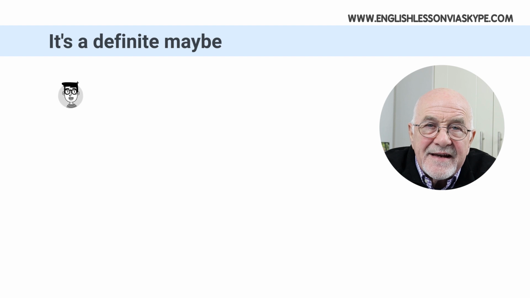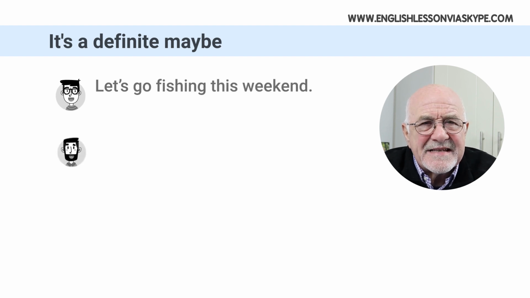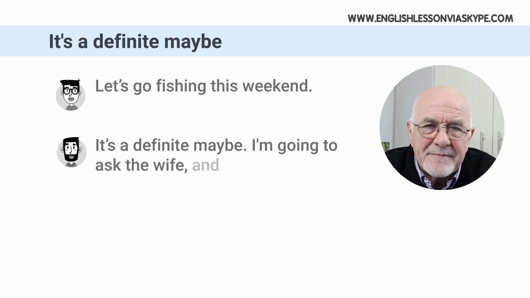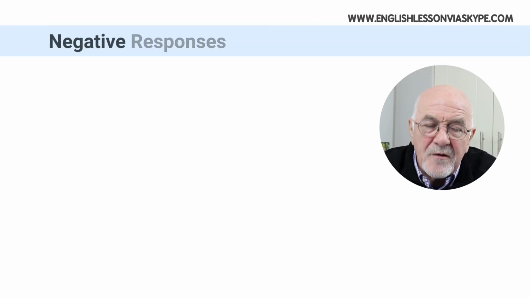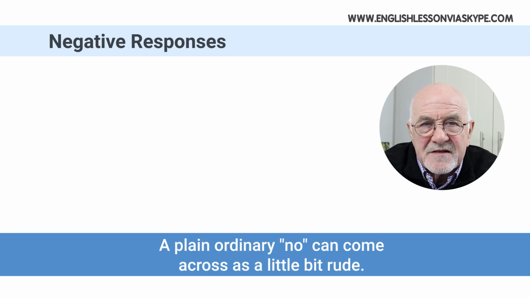And then the last one, it's a definite maybe. What do you mean it's a definite maybe? You can't be definite and maybe. Well, I'm going to go home and I'm going to ask the wife and she might or she might not agree. I'll bring a bunch of flowers. She'll definitely agree with them. So, yeah, put me down as a definite maybe. A definite maybe. Okay, so they're positive responses that you might make.